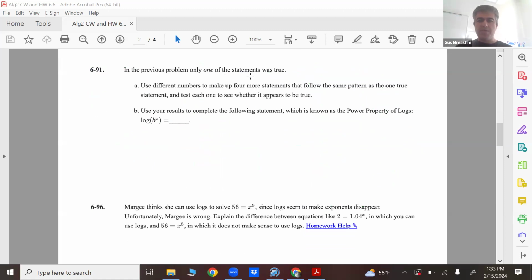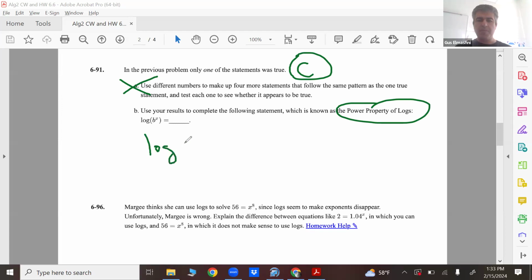Now, in the previous one, only one statement was true. Of course, that was C, right? Only C was true. Use different numbers to make up 4 more statements. You get the idea. Here's the property. It's called the power property of logs. They'll always be true.